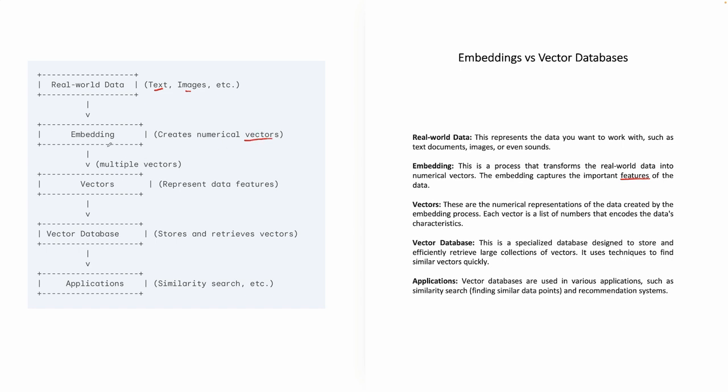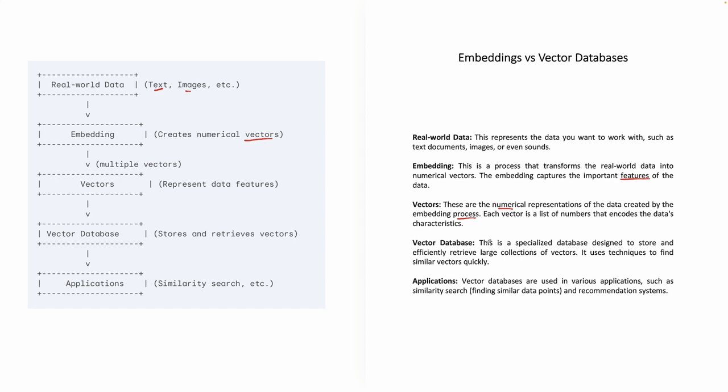Now, embedding is creating multiple vectors. These vectors represent your data features. So vectors are nothing but the numerical representation of the data which is created by the embedding process. As we saw again in the example of cat, whether it is feline, or which category it belongs to, male, female. So vectors are nothing but the numerical representation of the data created by the embedding process.